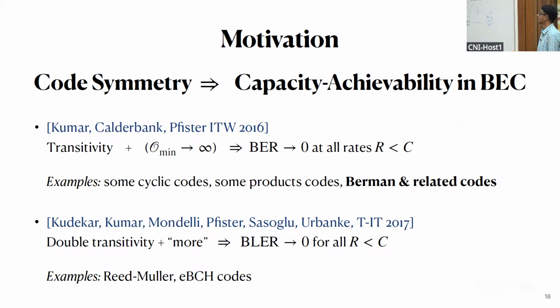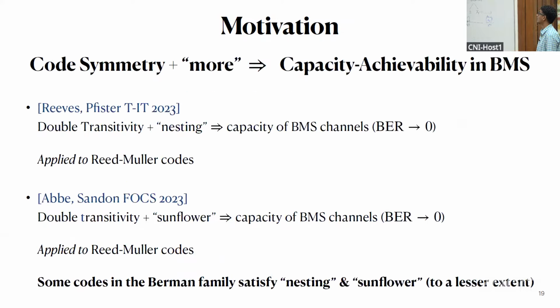But if you have something more, like double transitivity and a little bit more, you can also guarantee that the block error rate is vanishing in the binary erasure channel. Or rather, that the bit error rate is vanishing. Okay? In general memoryless symmetric channels, you need a little bit more of everything. You need double transitivity plus a property called nesting, or double transitivity plus a property called the sunflower property. Our codes do satisfy nesting and sunflower, but not double transitivity, and also nesting and sunflower to a far lesser extent. Okay?